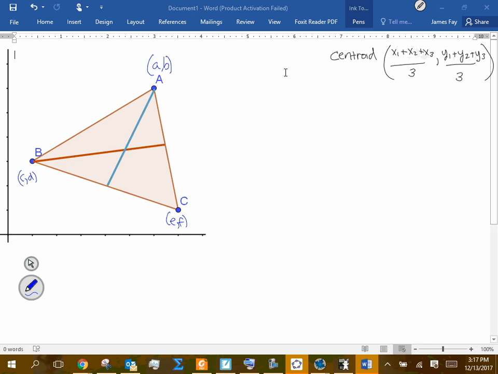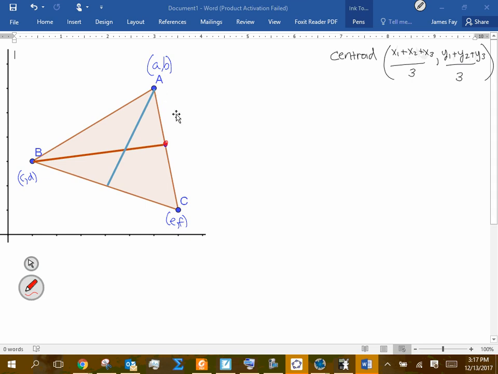So we know that if we're trying to find the intersection point of two lines, and we know the equations of those two lines, we should be able to set up a system of equations that solves for the intersection point. The centroid is the intersection of two medians, so we need to deal with these medians. The first thing I want to do is look at this red median, and there's a midpoint right there.